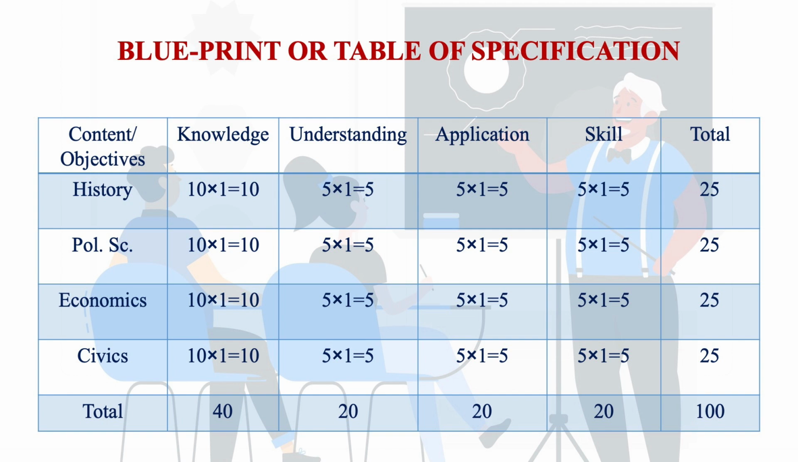So accordingly, for a knowledge level of questions from history, you have to write 10 questions. Then for understanding level questions from history, you have to write 5 questions as per the weightage. Then accordingly you have to write 100 questions. Okay, that is from history 25, political science 25, economics 25 and civics 25. Then again from the knowledge area 40 questions, the understanding area 20 questions, and application and skill areas 20 questions each. Then after preparing this table of specification, you have to write the items.